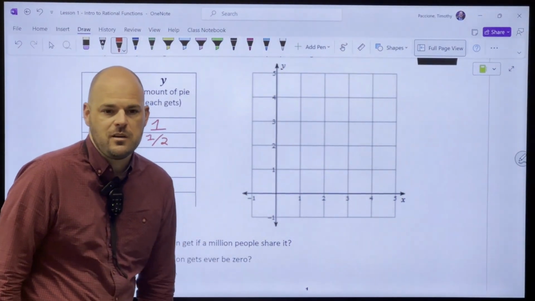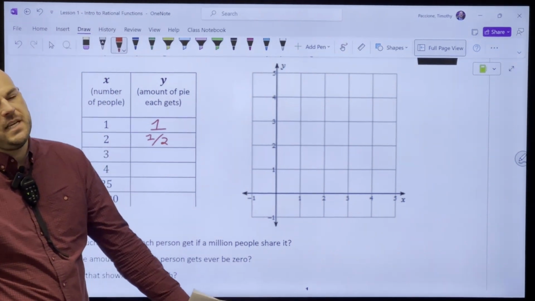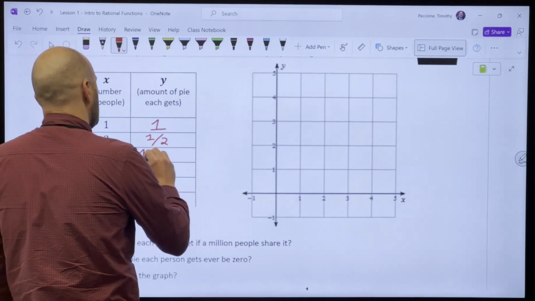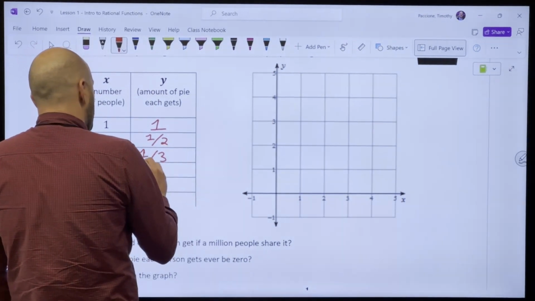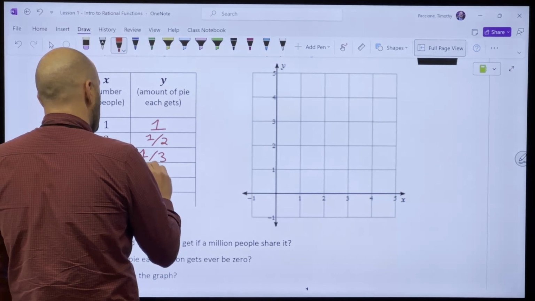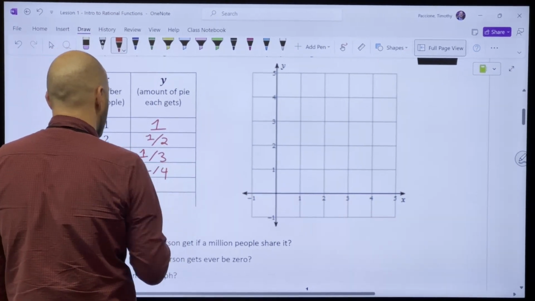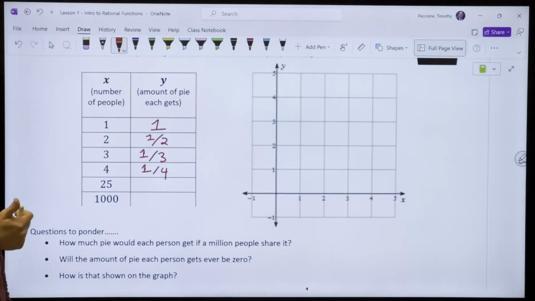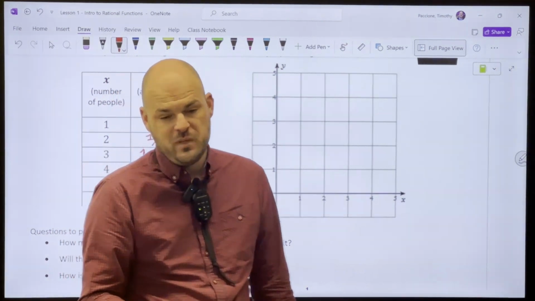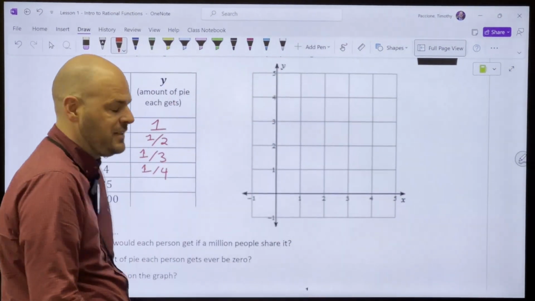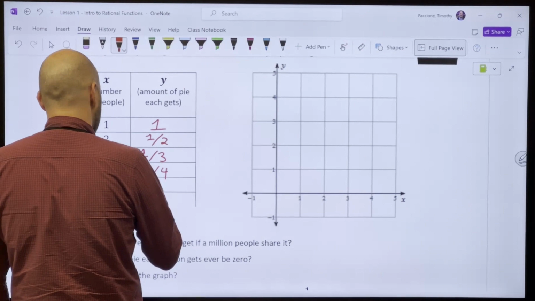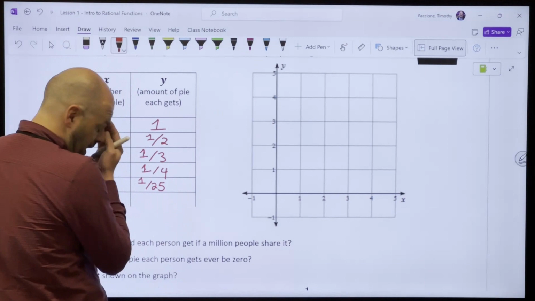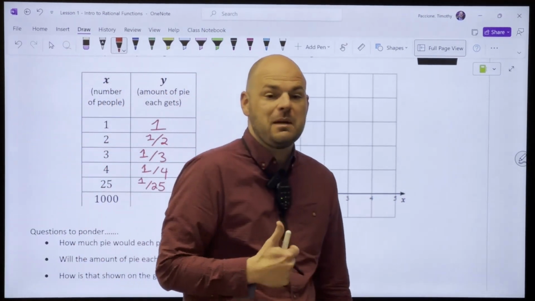A third person comes along, super fair guy. So he says, okay, everybody gets 1/3 of a pie. And so on and so forth. People just keep showing up. So 4 people get 1/4 of a pie. And then this guy, he's very lucky that he builds very big pies, because 25 people end up showing up, and so he cuts it into 1/25.